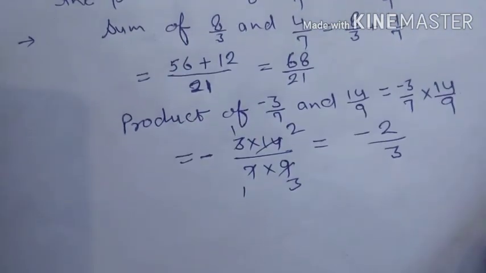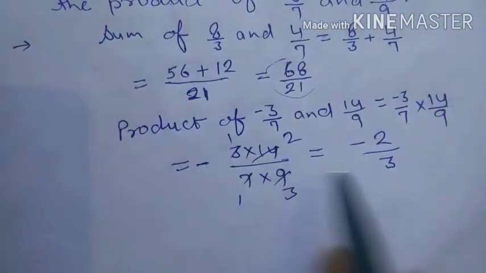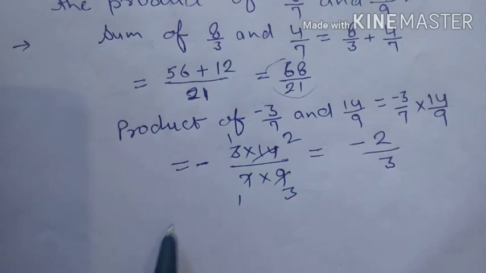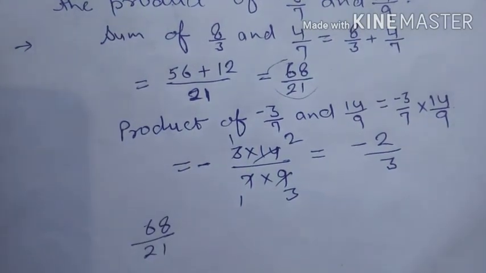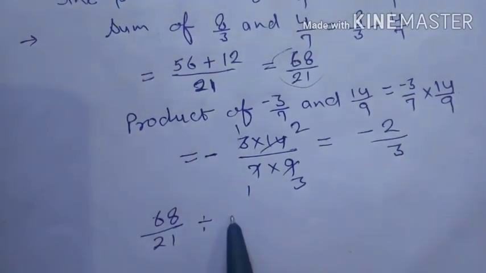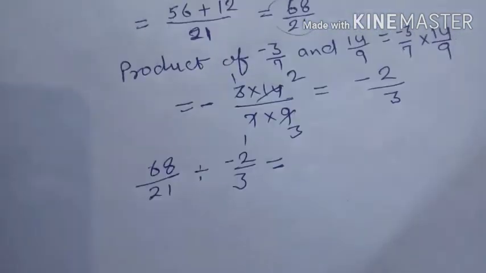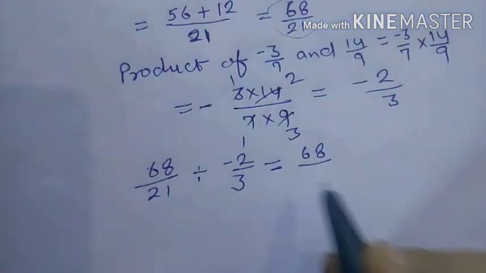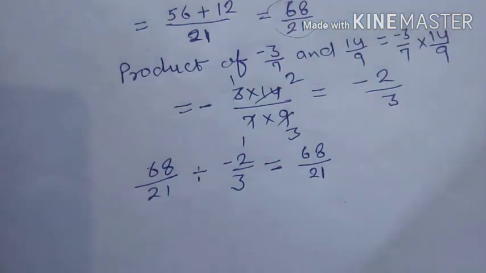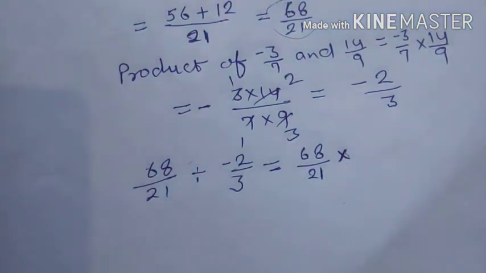Now we will have to divide the sum of the first two rational numbers by the product of the last two rational numbers. So here we will divide 68 upon 21 by minus 2 upon 3. Now what is the method for finding this? First of all we will write the first rational number as it is, then change it into multiplication, and write the multiplicative inverse of the second number.